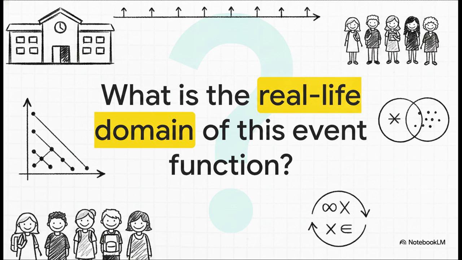Okay, before we even think about graphing anything, it's time for our first pause check. I want you to just pause for a second and think. Mathematically, the domain is the set of all possible input values, right? So for our specific school event function, what is the actual real-life domain for the number of students attending?